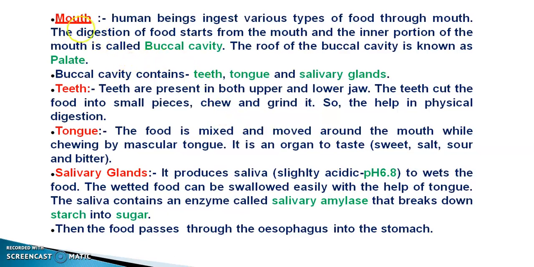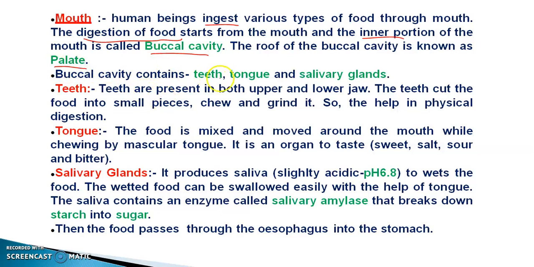The mouth is the entry point of food in the human being, right? Human beings ingest different types of food material through the mouth, and the digestion of food starts from this entry point, the mouth, because in the mouth there is an inner portion known as the buccal cavity, and the roof of this buccal cavity is known as the palate.